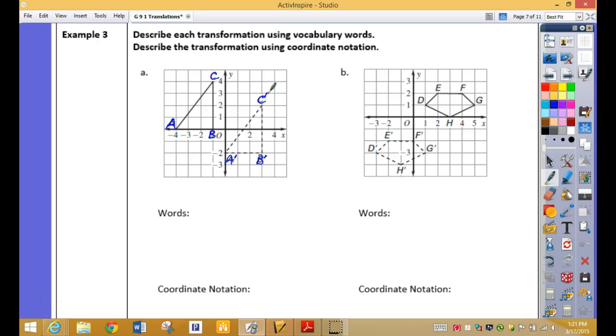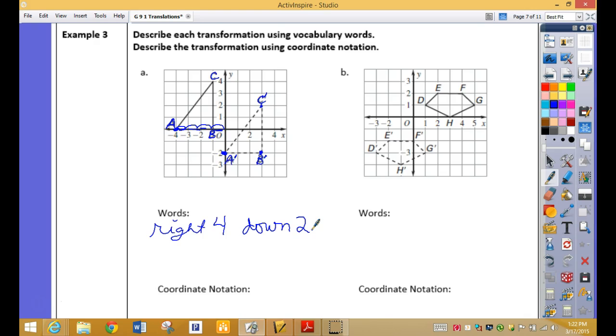What do I do? What's that? Yep. Prime. Yep, absolutely. Okay, so what do I do to A to translate it? Is it a translation? Did it slide? It did. What did I do? I went to the right, how many? 1, 2, 3, 4. Here's my A. Here's my B. So how many did I go? 1, 2, 3, 4 to the right. Then I went down 2. That's in words what I did.